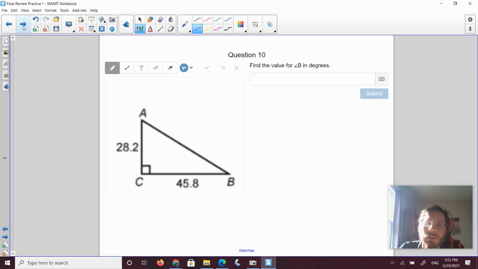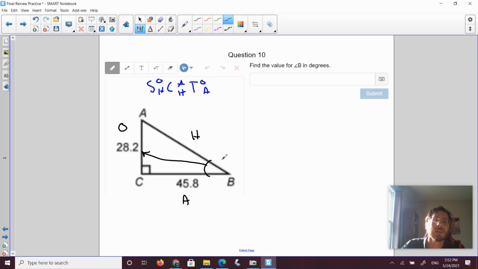Next, find the value of b in degrees. Since we're trying to find the degrees, we know we want to do an inverse trig function. Since b is right here, this is the hypotenuse, this is the opposite, this is the adjacent. Again, if we do SOHCAHTOA, we can see the opposite is 28.2, the adjacent is 45.8. Opposite and adjacent are used with tangent. So tangent of b is equal to opposite, 28.2, over adjacent, 45.8.